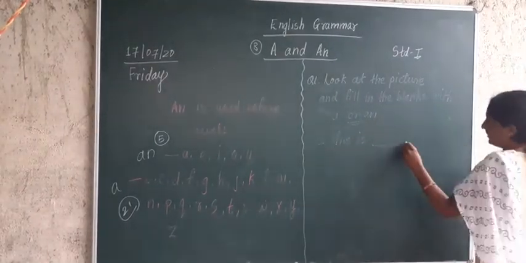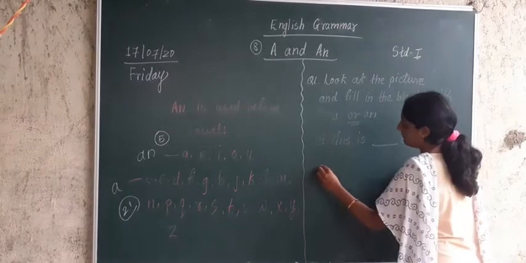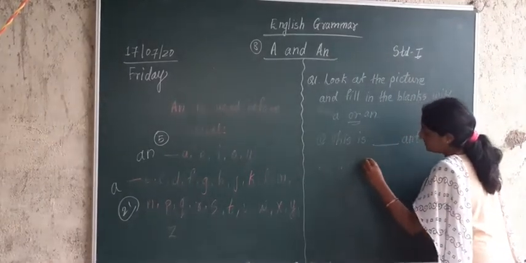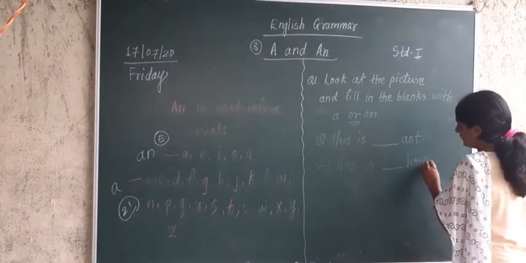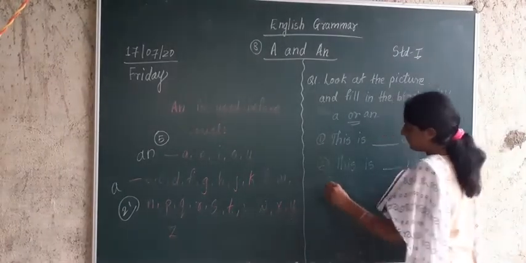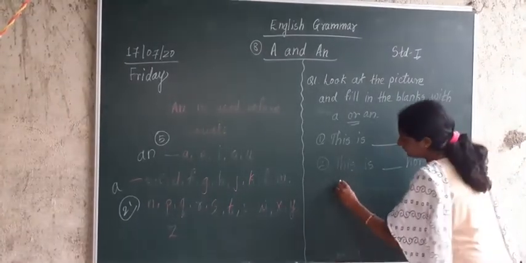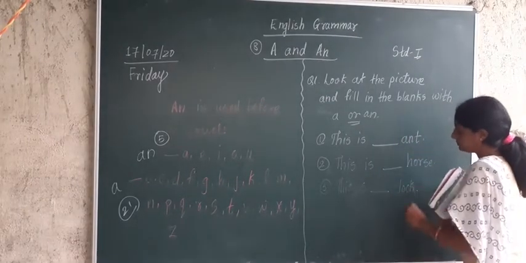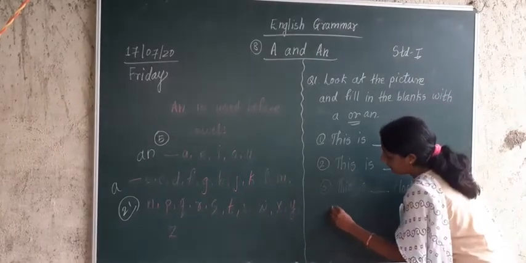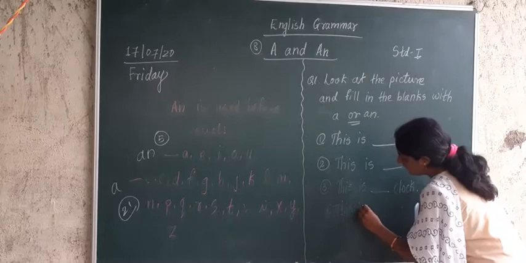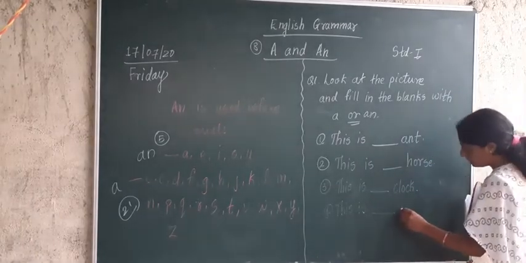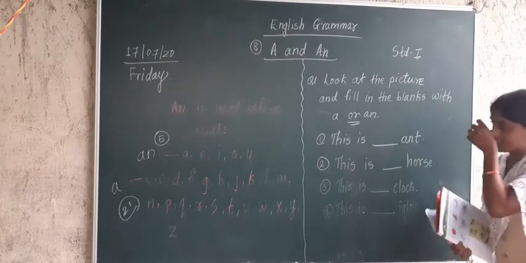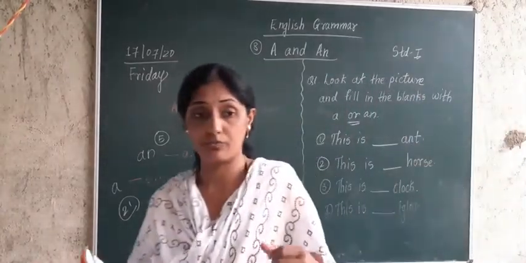The first example which is given over here is, this is dash ant. Second one, this is dash horse. Third one, this is dash clock. Fourth one, this is dash igloo. Now we have taken 4 examples. We will study today only these 4 examples where we have to use what article.